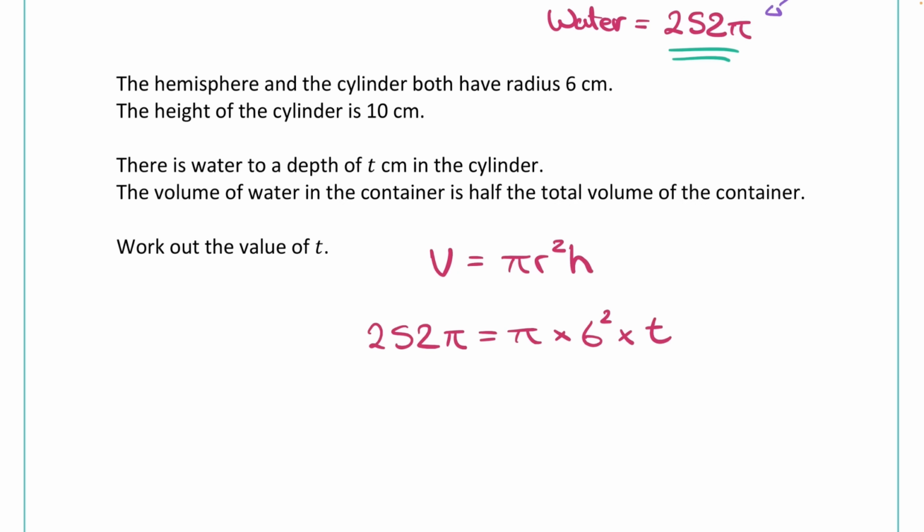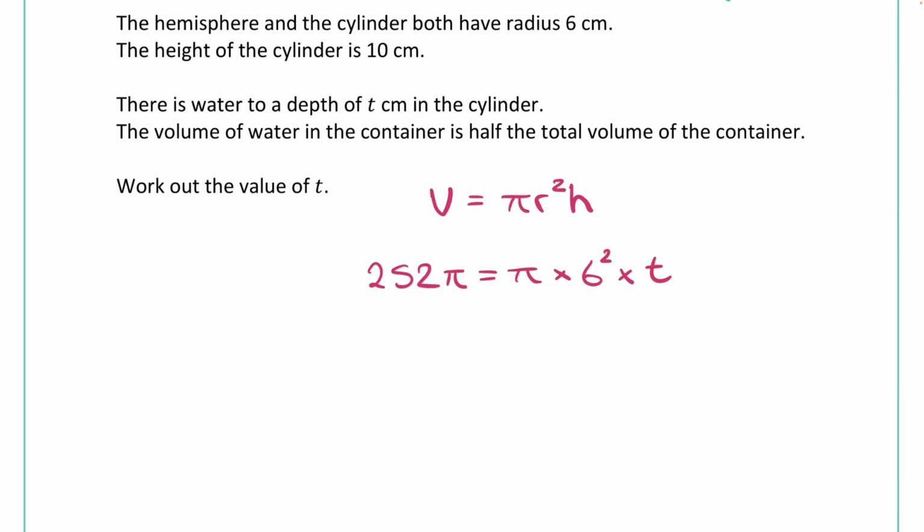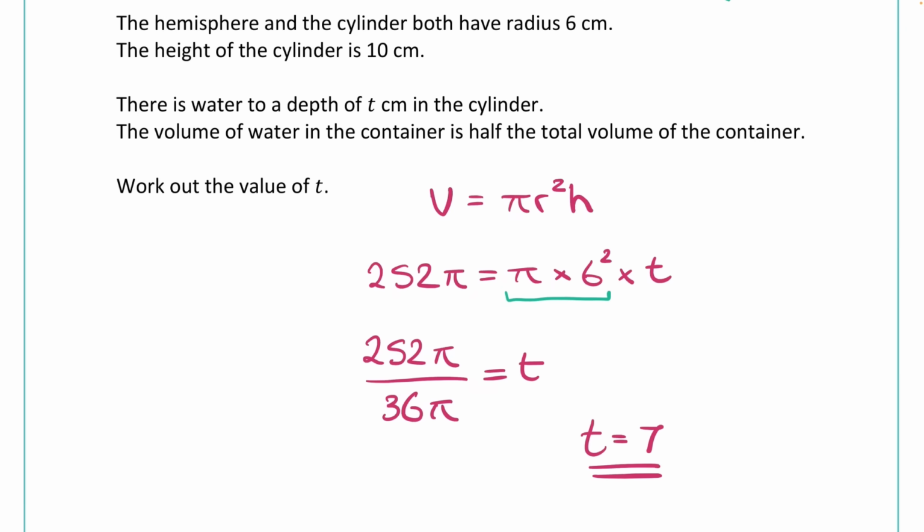So all we need to do is reverse this. We can divide both sides by 6 squared times pi, which is 36 pi. So we could write 252 pi divided by 36 pi, and that's going to equal t. We can type that straight into our calculator. So my answer that I already had, divided by 36 pi, and I get t is equal to 7. And there we go, there is my height.